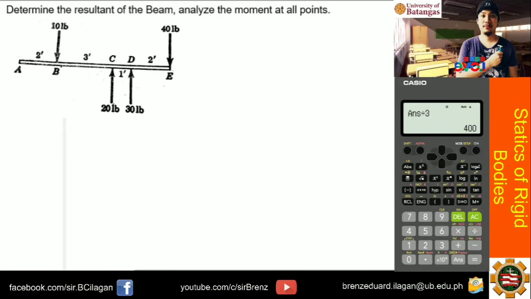Okay, so for this example, we need to determine the resultant of the beam and analyze the moment at all points. So as shown here in the diagram, meron ka dito na point A, point B, point C, point D, and point E. So you have here parallel forces. So sa B, meron kang 10 pound, C, meron kang 20 pound na pataas, D, 30 pound na pataas, and E, 40 pound na pababa.